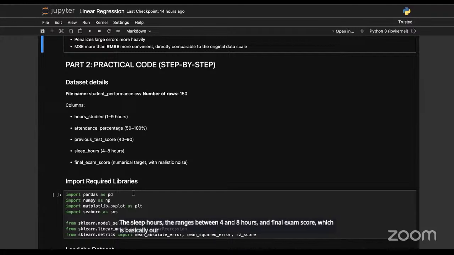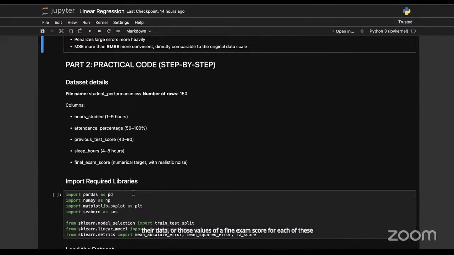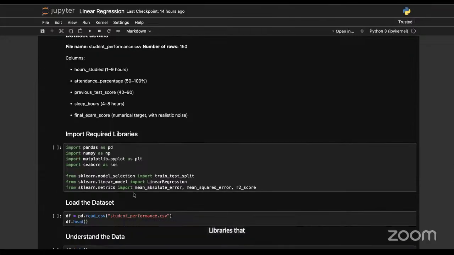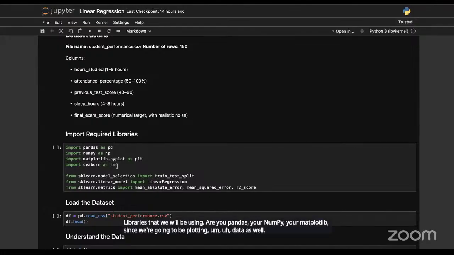Obviously we will be given the values of our final exam score for each of these 150 students, and then we're going to build a model to see whether or not we can actually predict. Libraries that we will be using are pandas, NumPy, matplotlib, since we're going to be plotting data as well, seaborn for our scatter plots, and then sklearn model selection.